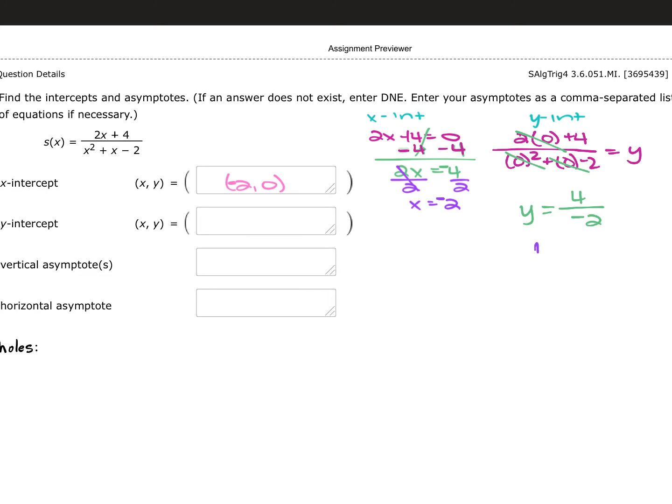4 divided by negative 2 is negative 2. So that is your ordered pair of 0, negative 2.